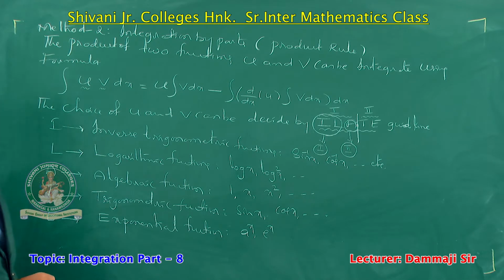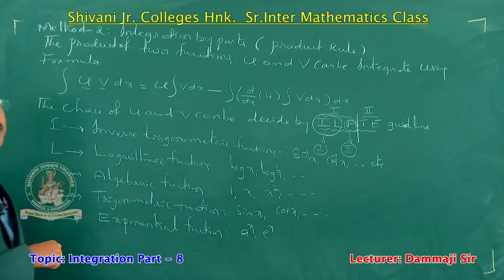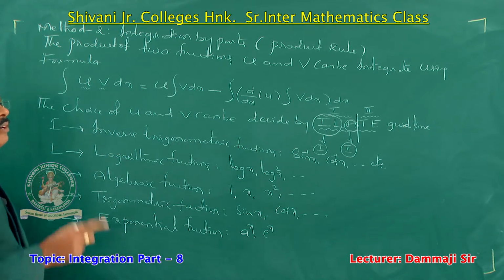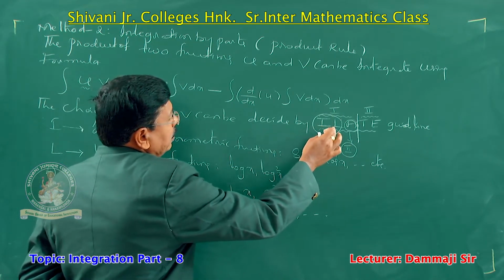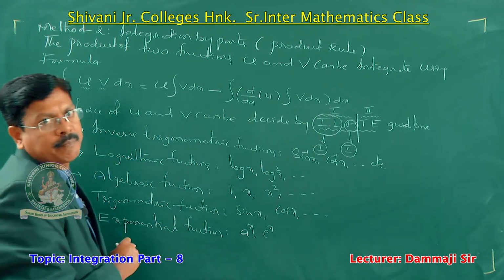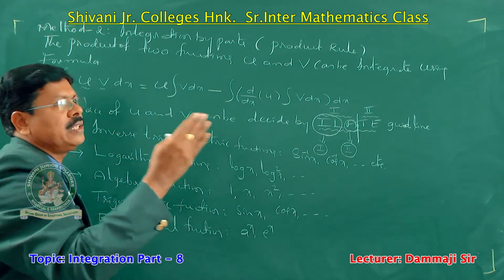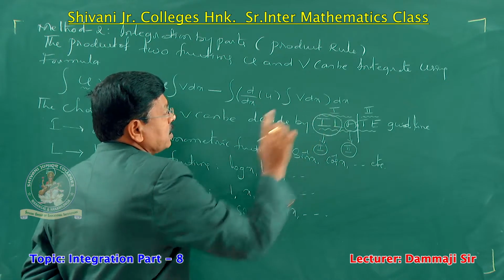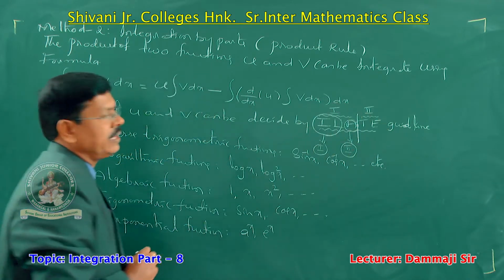But which is the first and which is the second? The choice of u and v can be decided by a tip like ILATE. What about ILATE? You can divide it into two parts. The first three letters are treated as one part, the first function. The remaining two, T and E, are the second part. Any one of the first part is treated as the first function, and any one of the second part is treated as the second function.